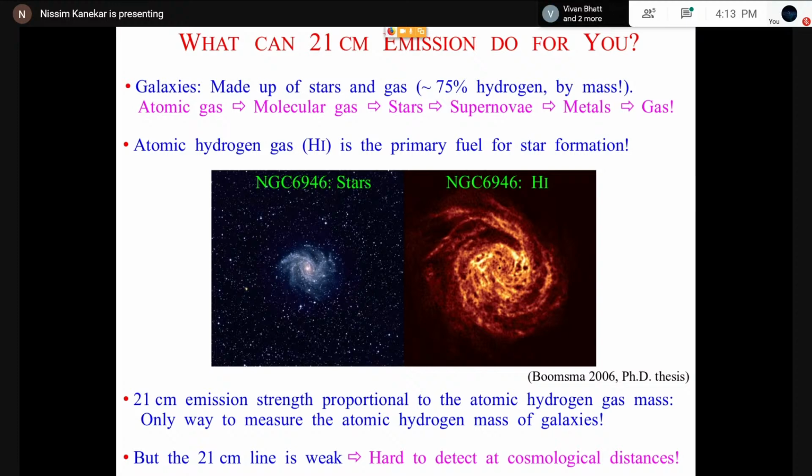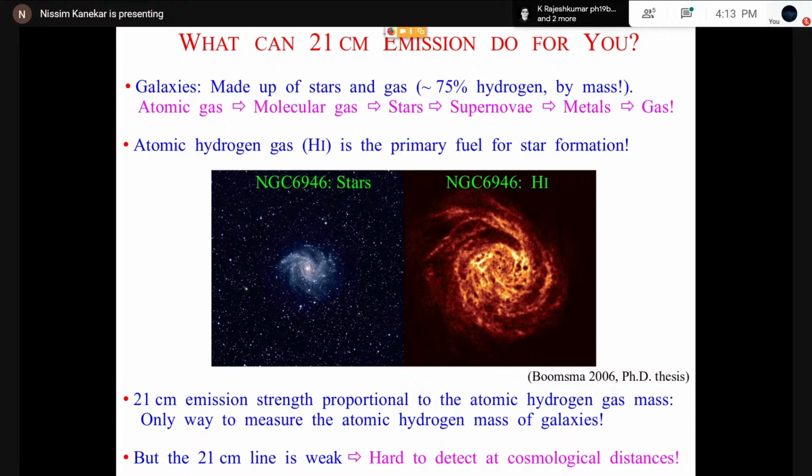And this has been used for 70 years now, since 1954, to measure the mass of external galaxies with telescopes like the Westerbork telescope, the Arecibo telescope, the Very Large Array, and the GMRT. What's the catch? The catch is that, remember I said that the Einstein A coefficient of the 21 centimeter line is very low. It's 10 to the minus 15 per second. The line is really weak.